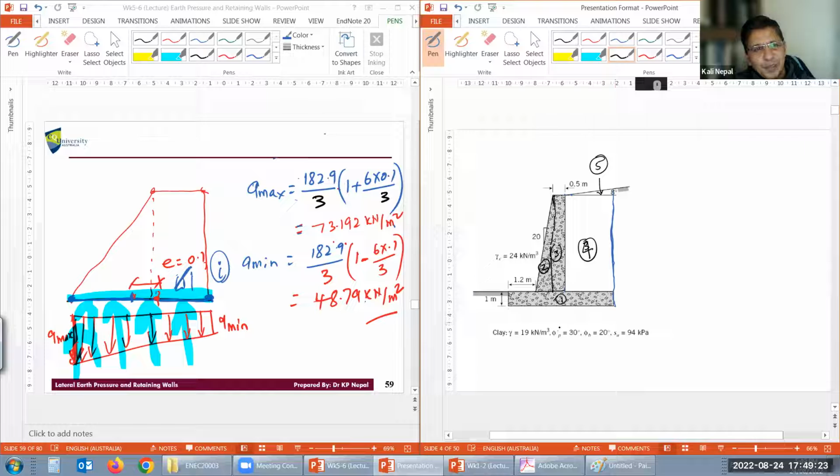Good. Look at the components we need to consider here. So 1, 2, 3, 4, and 5. There is only one other component. What is it? There is a pressure acting here. From here, not the top, right? Yeah, at this point.